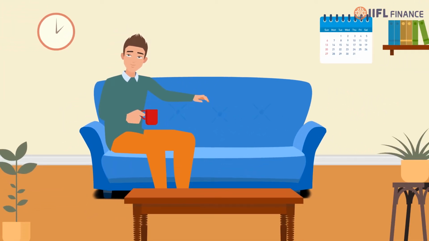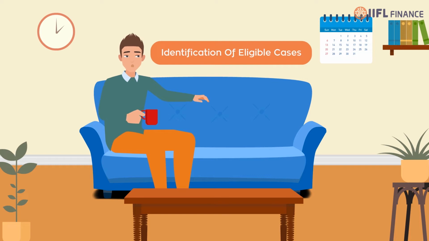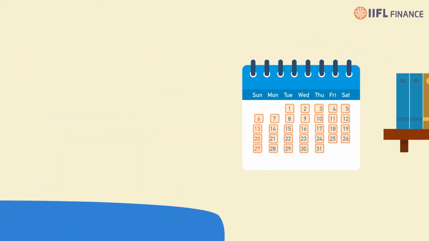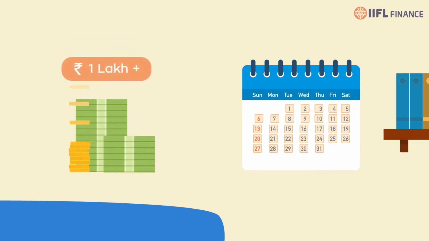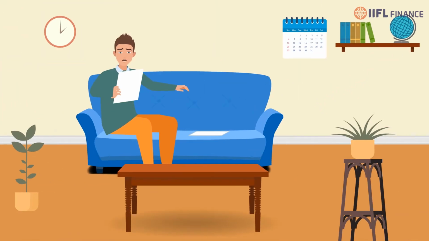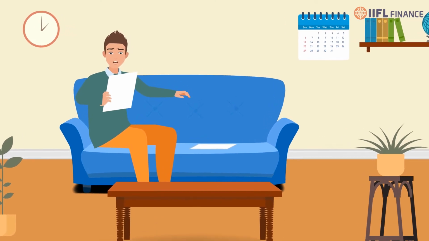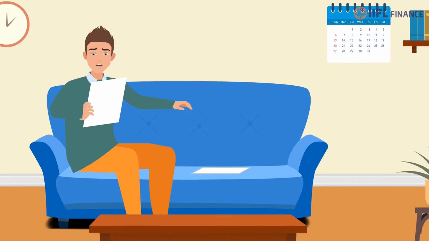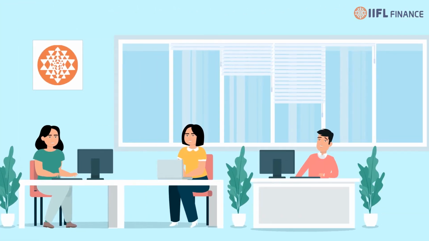Step 1. Identification of eligible cases. To initiate arbitration proceedings, only those cases which have 30 plus DPD and have a principal outstanding amount of 1 lakh or more are identified. Step 2. Loan recall notice. Once all cases are processed, a loan recall notice is sent to all the defaulters through an advocate, but this can also be done in-house if needed.